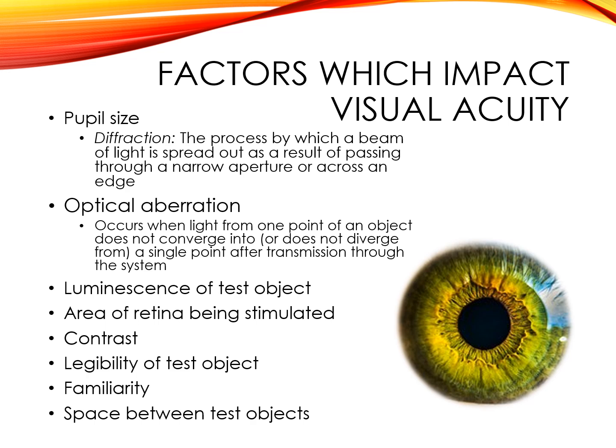The area of the retina being stimulated can also impact visual acuity. Visual acuity is greatest at the center of fixation, which is the fovea. The fovea has the greatest visual acuity due to the densely packed cones. So once the image is moved away from the center of visual fixation, visual acuity is affected.